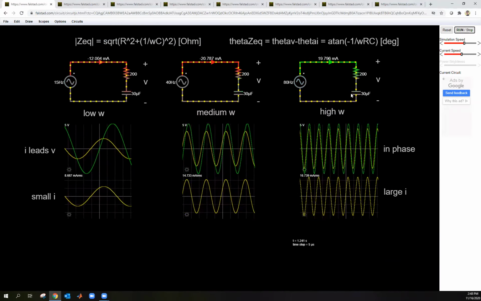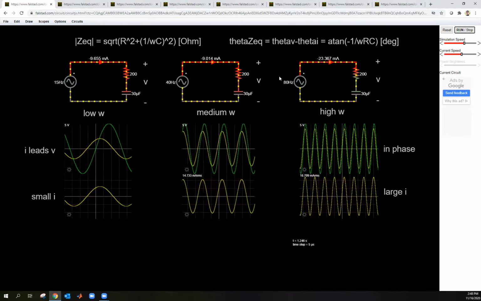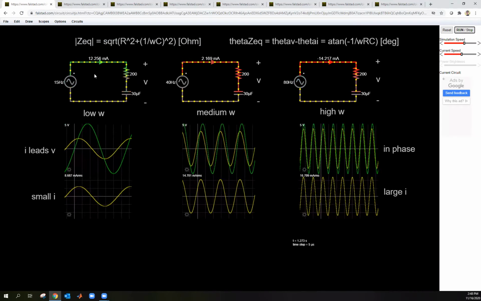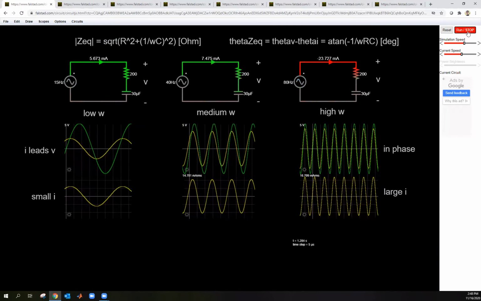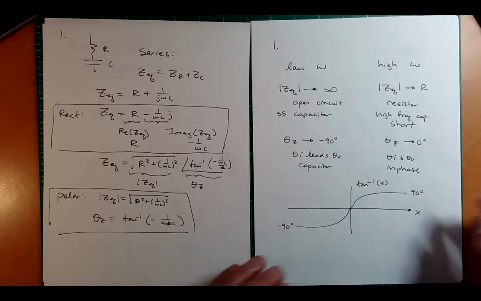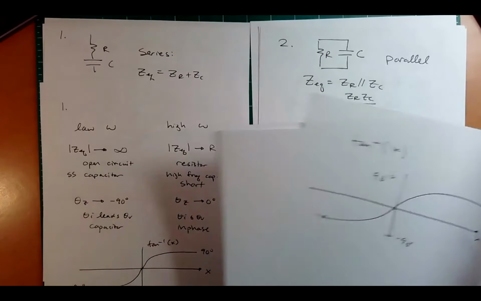Okay, good. So this is kind of what's going on. You can see the current in yellow here moving much faster than the ones over here. All right, so let's stop this and go back. So let's go to the second one where the resistor and the capacitor are in parallel.